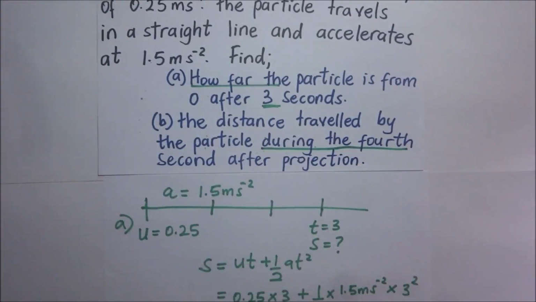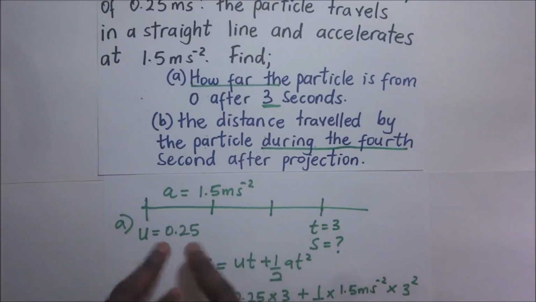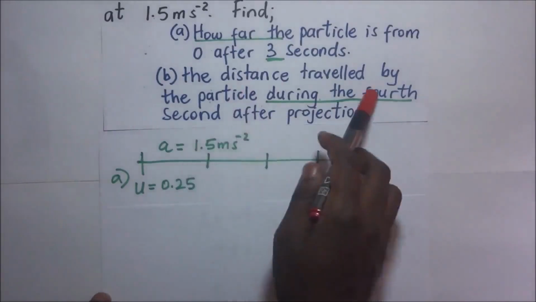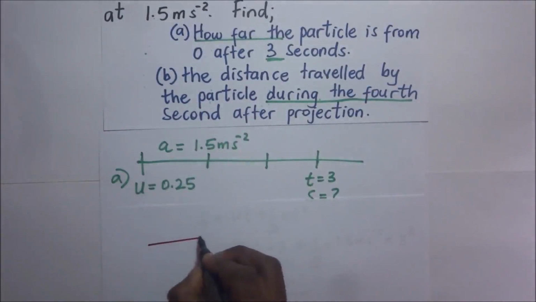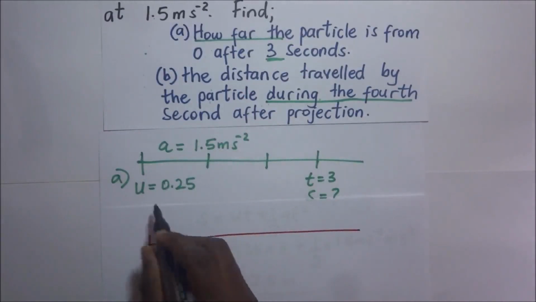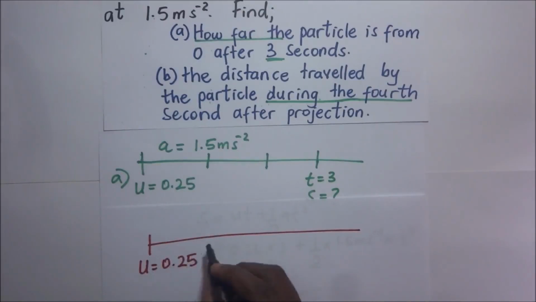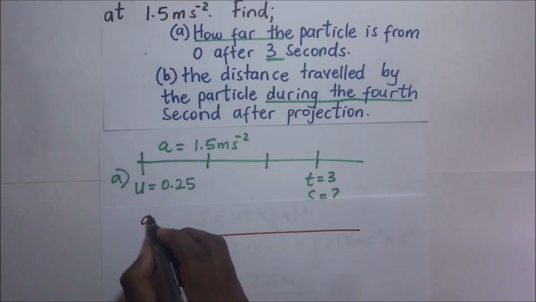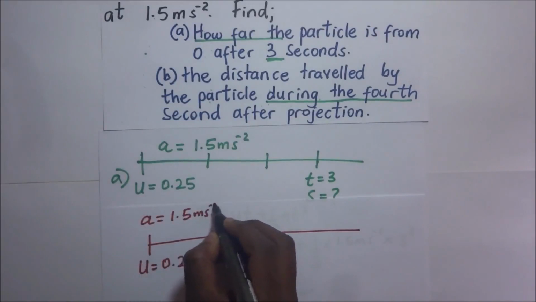So let's try and redraw this. If I may redraw this, it is like this. That's the straight line. It's beginning with an initial velocity of 0.25 meters per second, and it is moving with an acceleration of 1.5 meters per second squared.